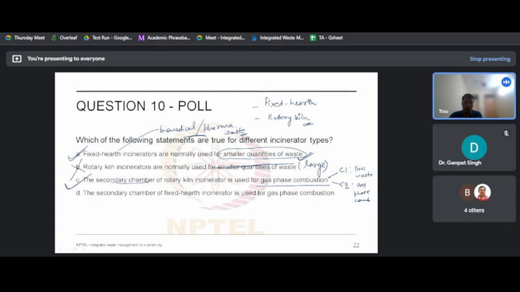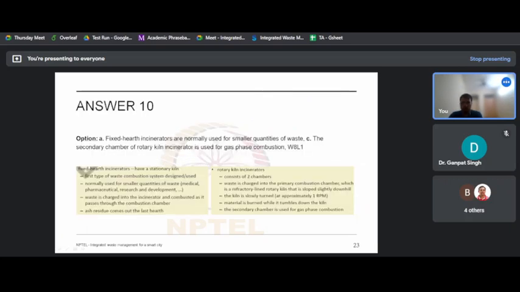Secondary chamber of fixed earth incinerator is used for gas phase combustion. So this is not correct. So A and C are correct. I think three people said this, so that is good. Let's discuss this during the slide also. Option A, fixed earth incinerator, normally used for small quantities, and option C, secondary chamber is used for gas phase. Students can refer to the first lecture.